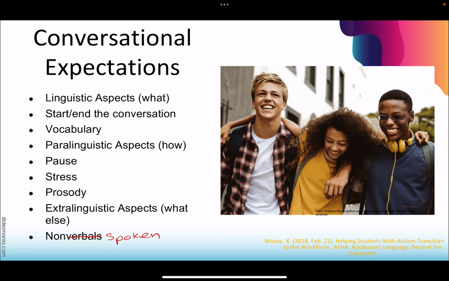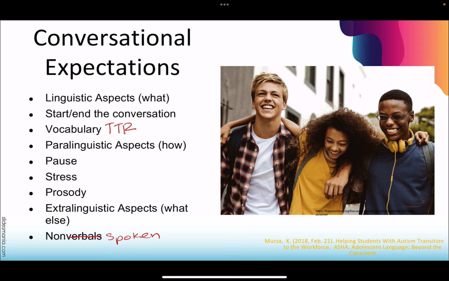So I want you to think about all of our linguistic aspects. Can they start and end a conversation? So basically being able to know, how do I start a conversation with you? But when the conversation is over, how do I end it? In our communication sample, we are looking at their vocabulary. So how robust is that vocabulary? And that's really where that TTR comes in. So this is our TTR. That's how we'll analyze that.